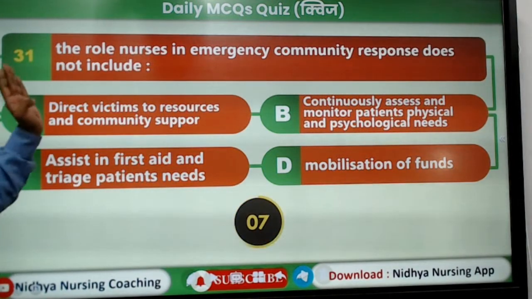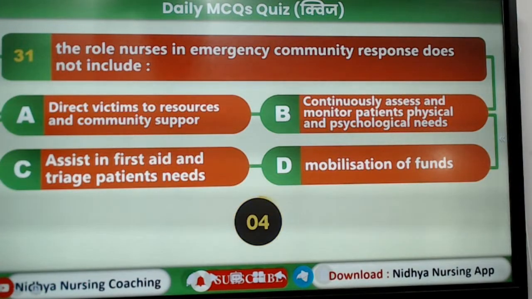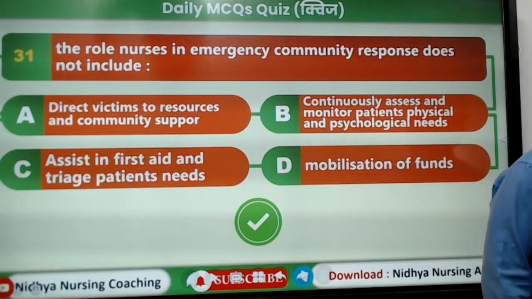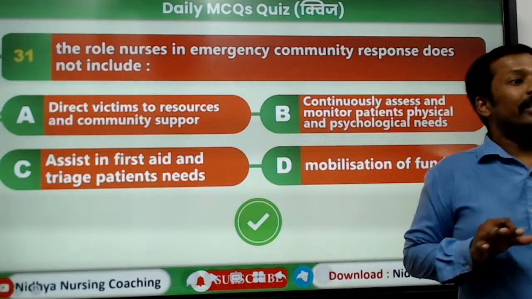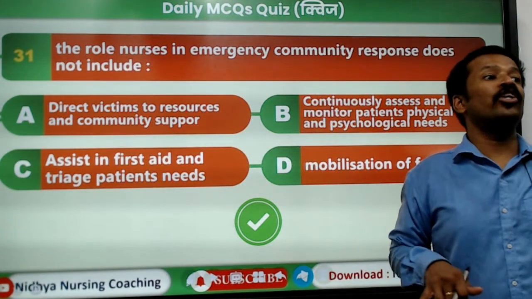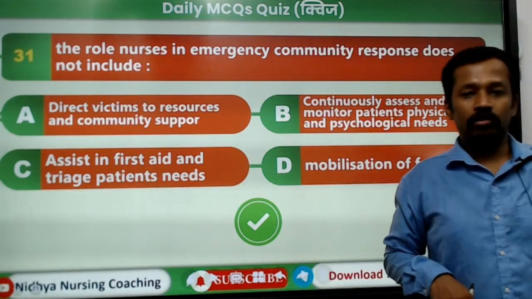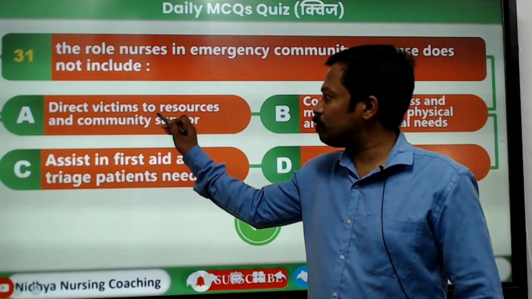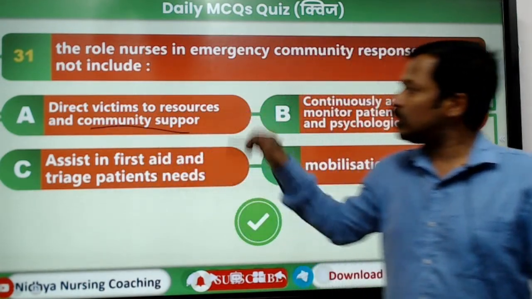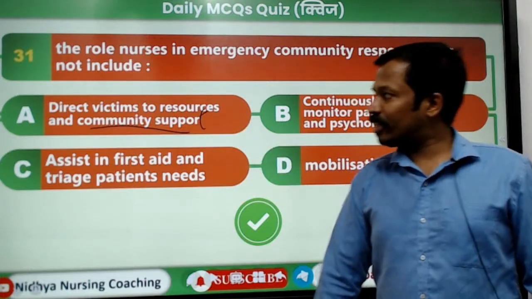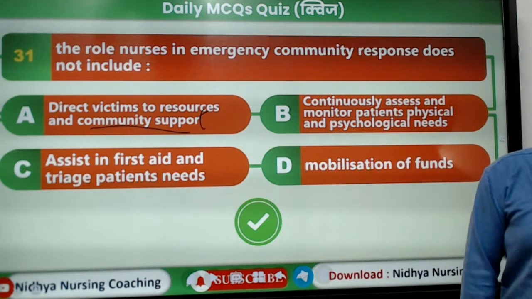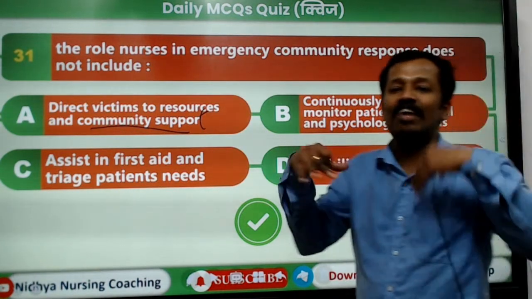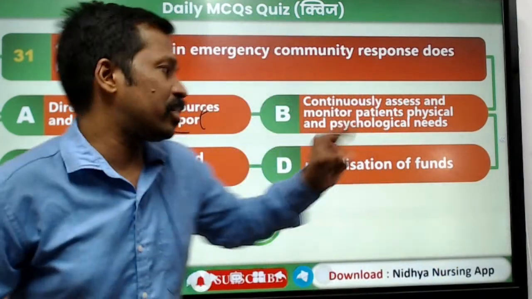Next one. The role of nurse in emergency community response does not include. There are three options, that is the role of community nurse in emergency. One is not, that is our answer. So direct victims to resources and community supports. Whatever support we have, we are giving the care. That is what the community nurse does, okay.